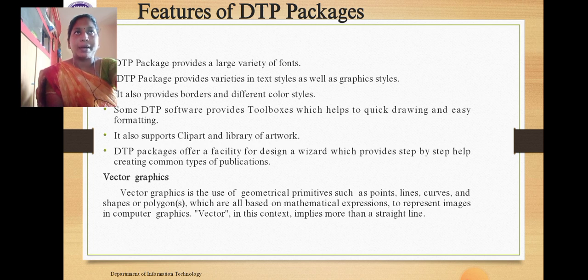Features of DTP packages. Packages provide a large variety of fonts. DTP packages provide varieties in text styles as well as graphic styles. They also provide borders and different color styles. Some DTP software provides toolboxes which help with quick drawing and easy formatting. They also support clipart and a library of artwork. DTP packages offer a design wizard which provides step-by-step help creating common types of publications.